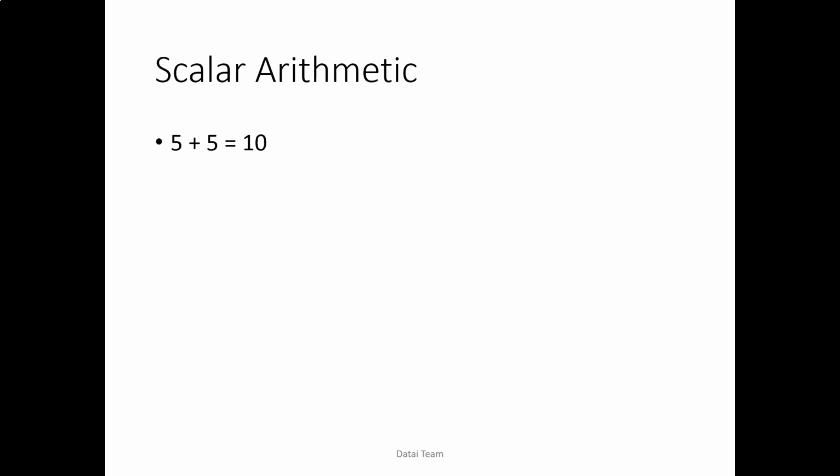And you know scalar arithmetic, it's regular math. You have 5 plus 5 equals 10, 5 times 2 is equal to 10, 20 over 4 is 5, 15 minus 10 is equal to 5. These are regular numbers, they only give a magnitude.